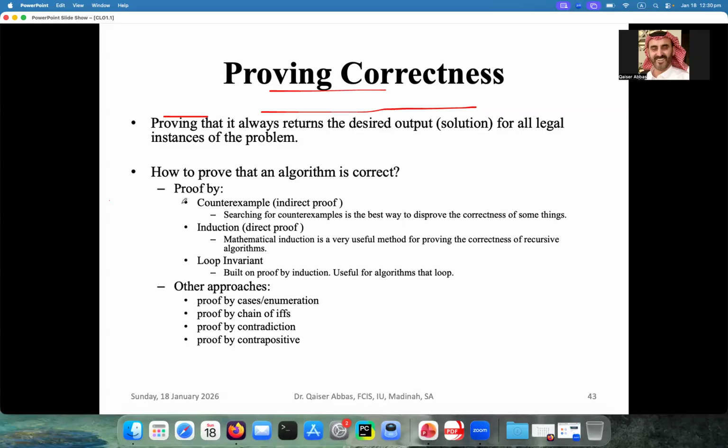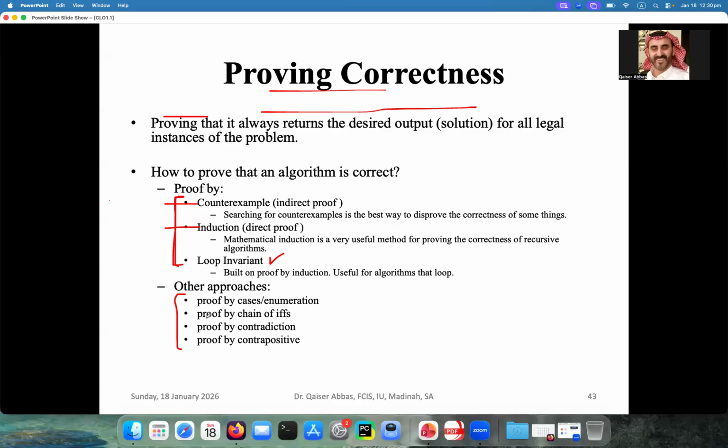And here in this course, we will go with these 3 and we will not go with the others because we already studied these things in the course of discrete mathematics. But this is something different here. Still, I am saying that we will go with these 3: counterexample, induction, and loop invariant. Through these 3 different methods, we will try to prove that the algorithm is correct or not.